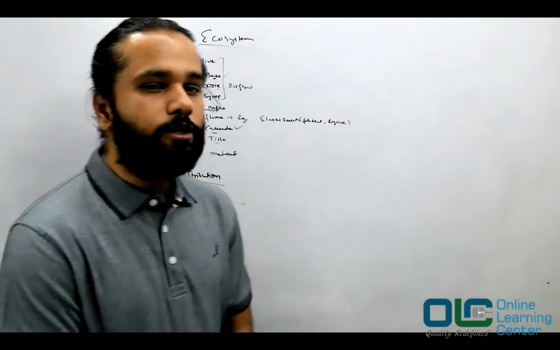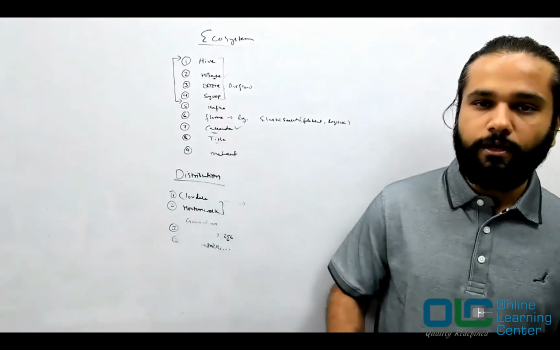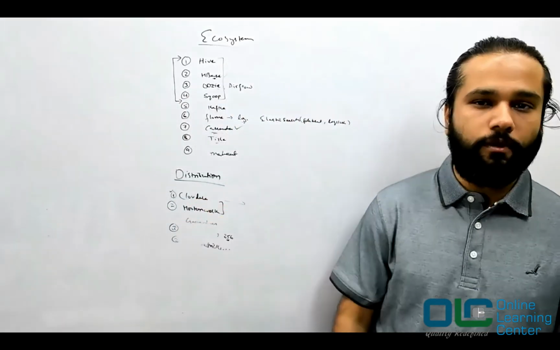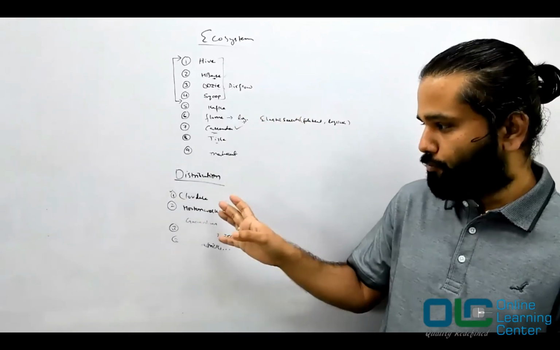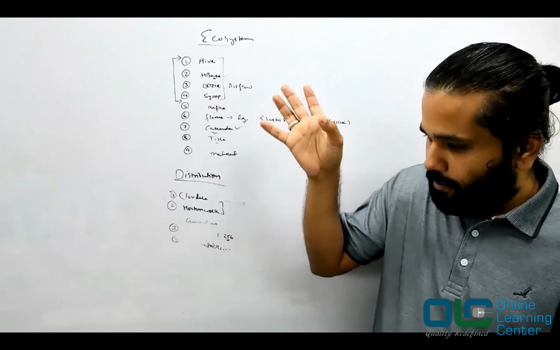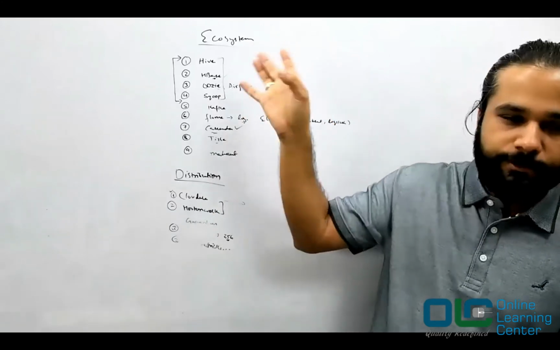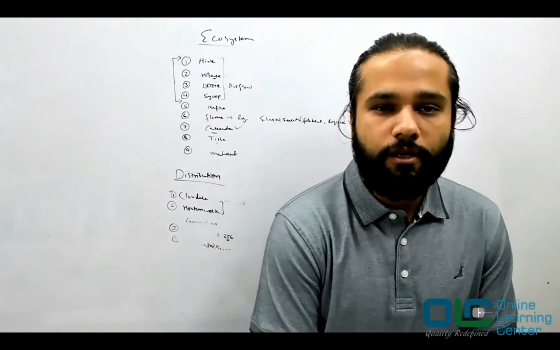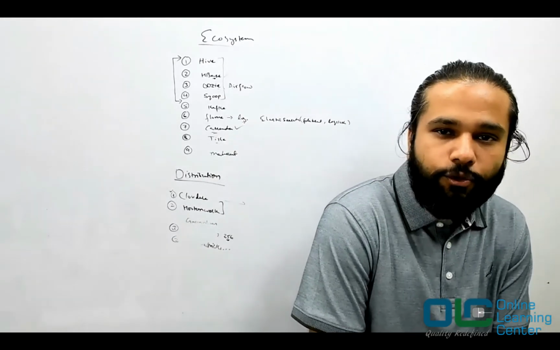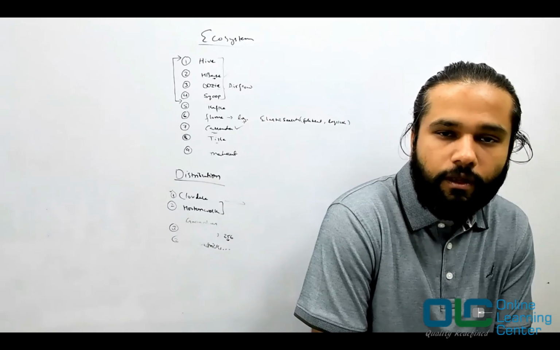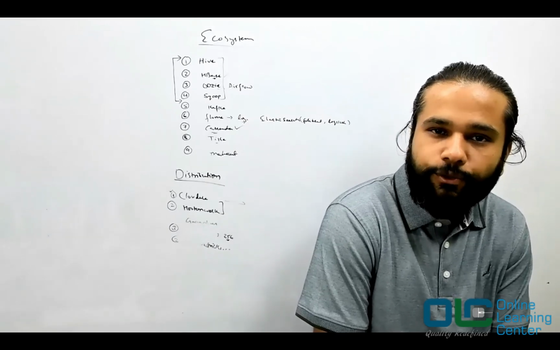So I hope you understood the concept of ecosystem components, what the popular ecosystem components are, and what we mean by distributions. And these distributions are investing a lot of money back to Apache, because otherwise how do they pay salary to their employees? That's how Apache gets a lot of revenue, and that's how they support the developers.